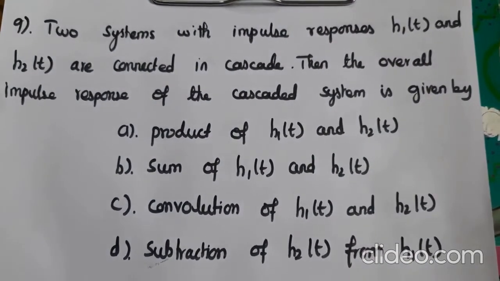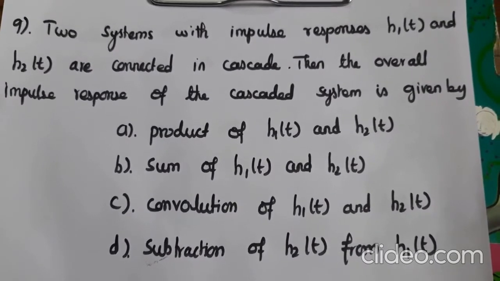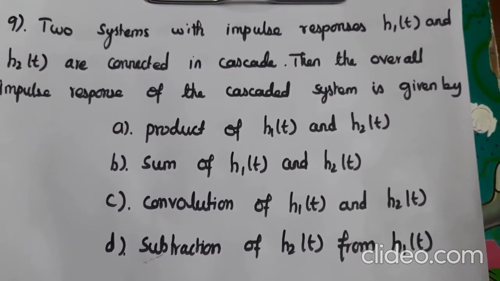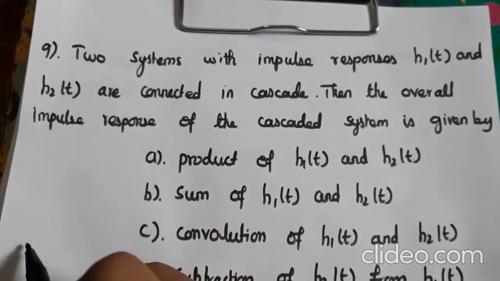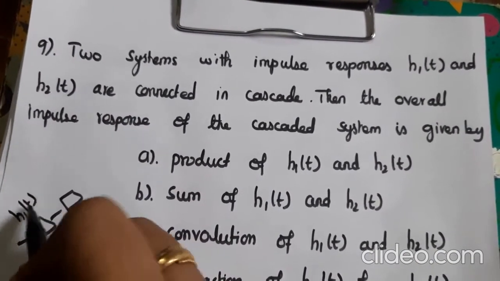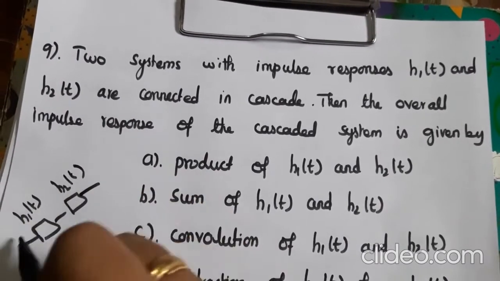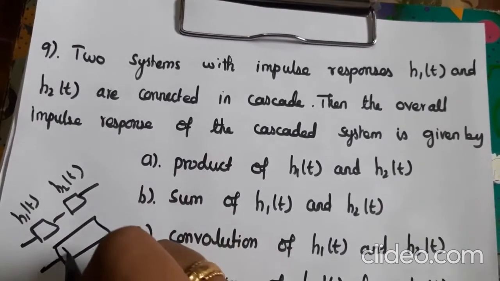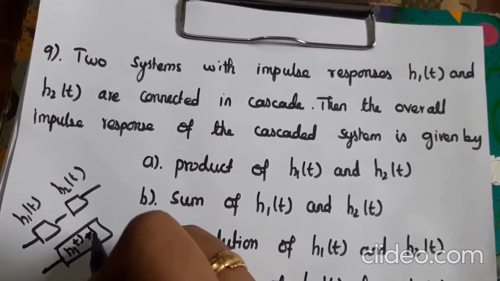Two systems with impulse responses h1 of t and h2 of t are connected in cascade, then the overall impulse response of the cascade system is given by. So the system cascaded with two impulse responses, h1 of t and h2 of t, can be replaced with the convolution of these two impulse responses.